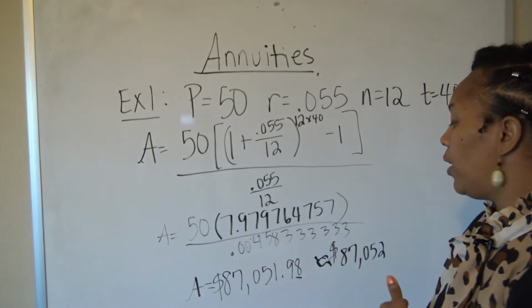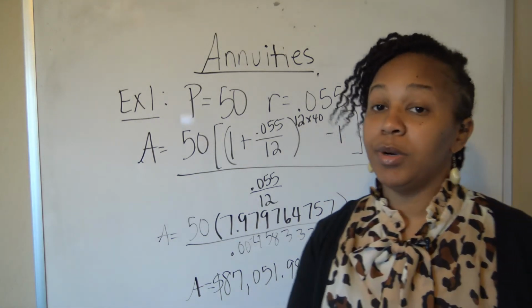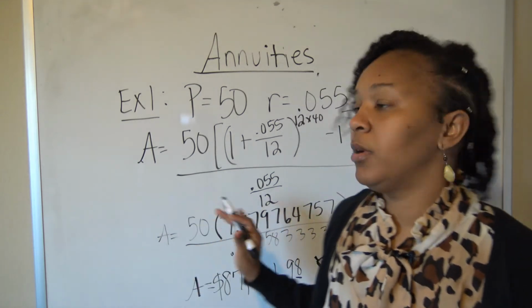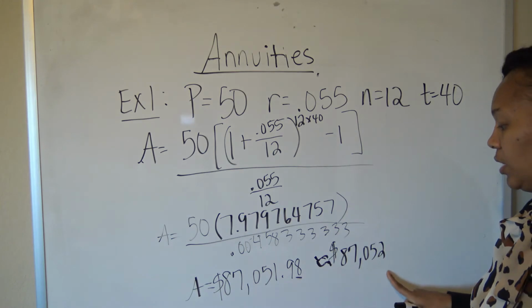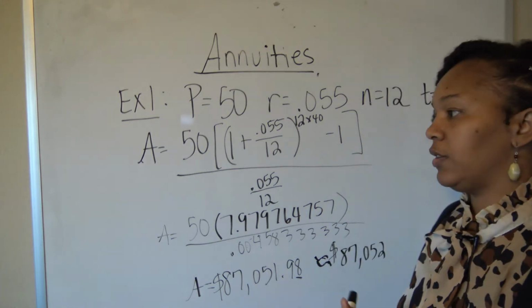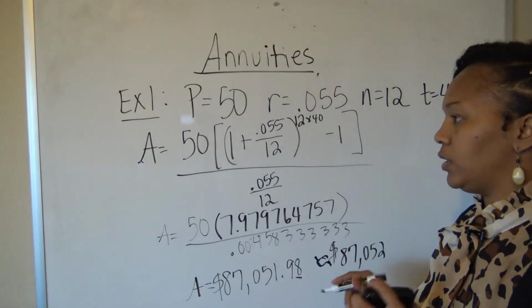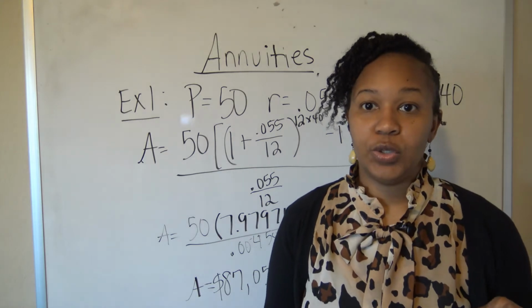So now the second part of this is we want to figure out how much of this is from interest and how much of that is money that you actually put in, okay? So I'm going to have to erase this to write that out. But just know that it was $87,052 if we round it to the nearest dollar. So that's how much you'll have. Now let's calculate the interest.